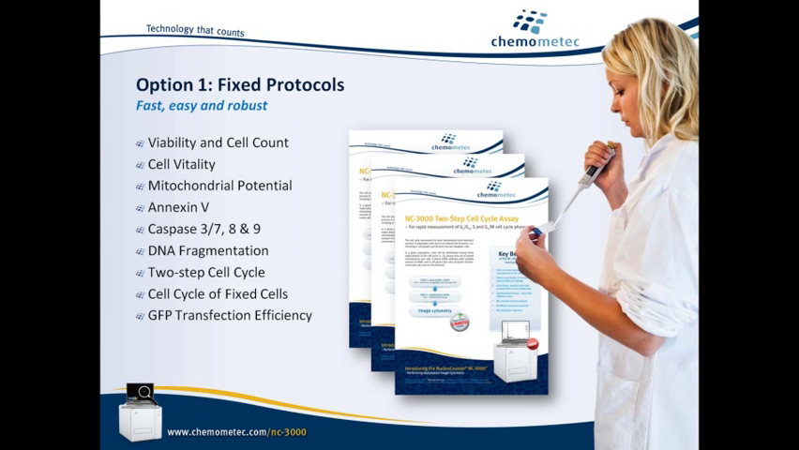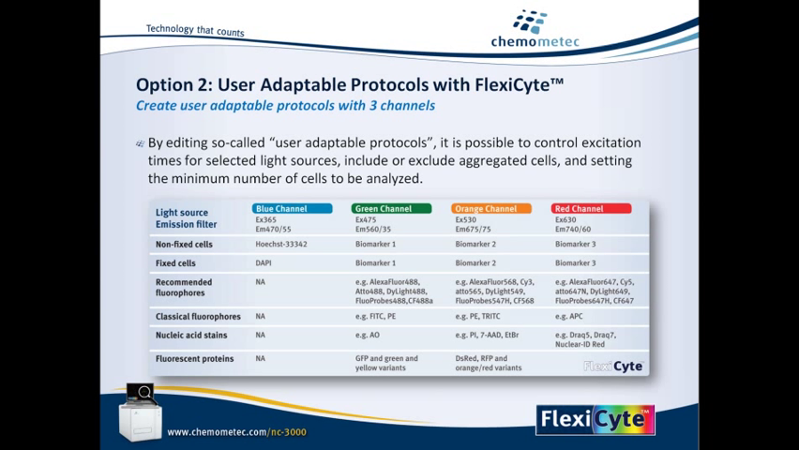On top of these fixed protocols, we have the user adaptable protocols, the FlexiCyte, where you can use 3 channels, green, orange, and red channel for your own fluorophores, along with a counter stain, either Hoechst or DAPI in the blue channel. And by that you can have up to 3 channel assays looking for example at CD markers, mito trackers, YFPs, RFPs, and a lot of other stuff. And as long as you conjugate to a photostable fluorochrome, you will be able to see your antibody.